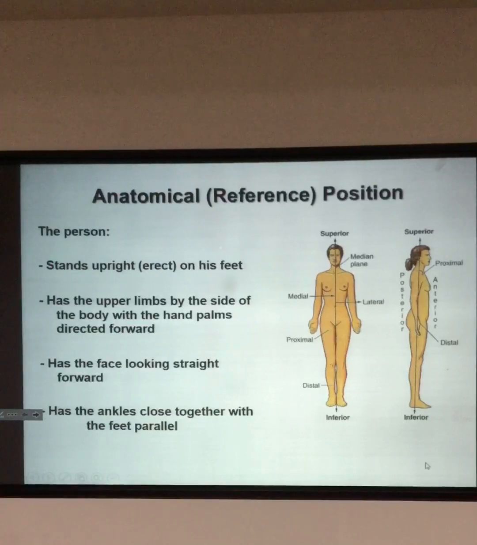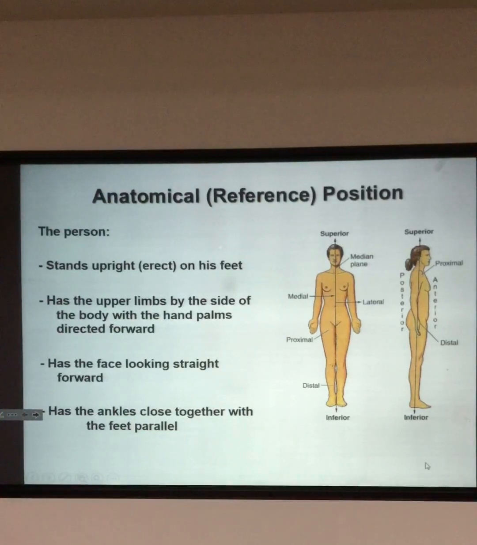Second characteristic, the upper limbs should be on the side, with the palms forward. The face should look straight, not up or down. If you say the face is looking downward to the ground, that's wrong. And the ankles have to be together with the feet parallel, not like this. It has to be parallel.